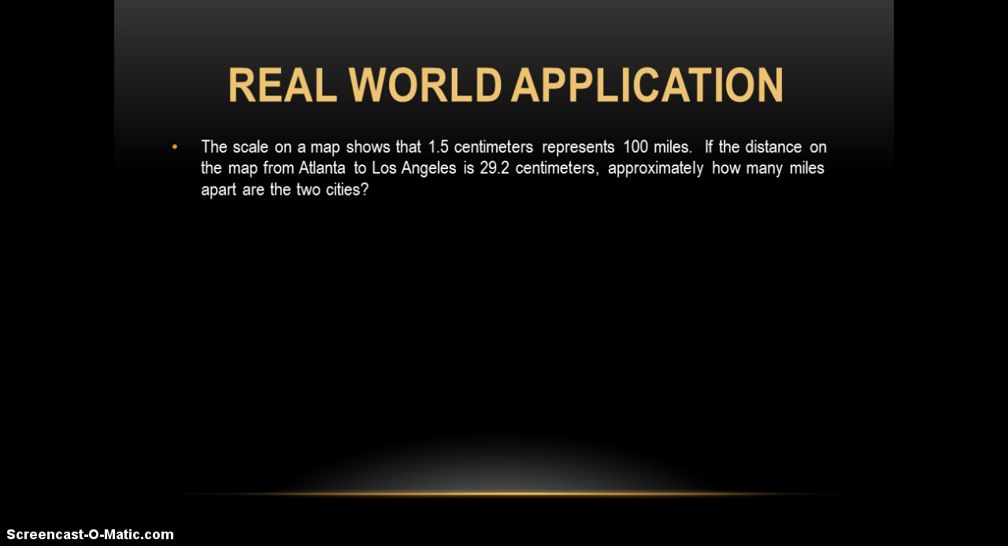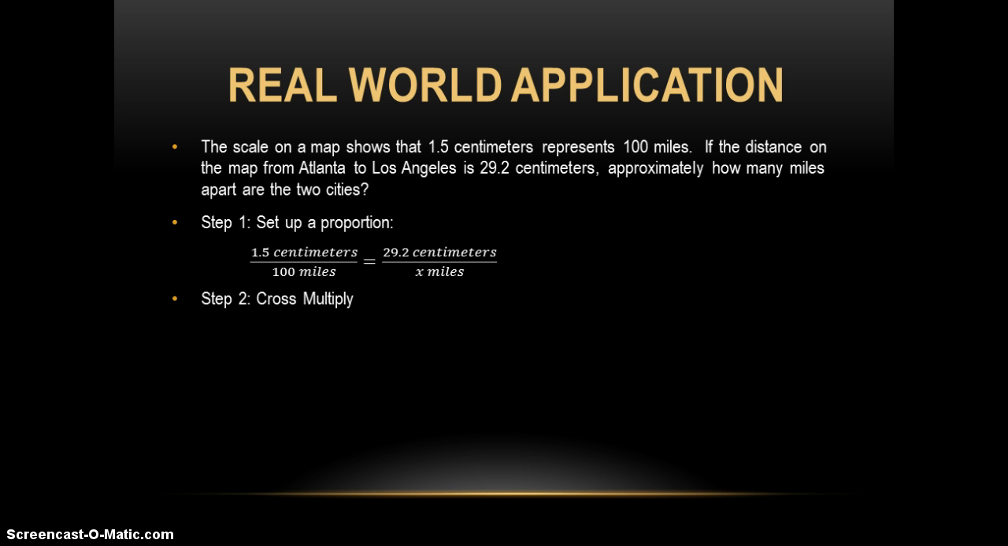If the distance on the map from Atlanta to Los Angeles is 29.2 centimeters, approximately how many miles apart are the two cities? Step 1. We set up a proportion. 1.5 centimeters over 100 miles equals 29.2 centimeters over x miles. So x miles is what we're looking for.